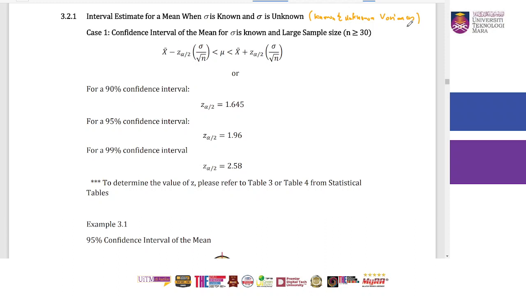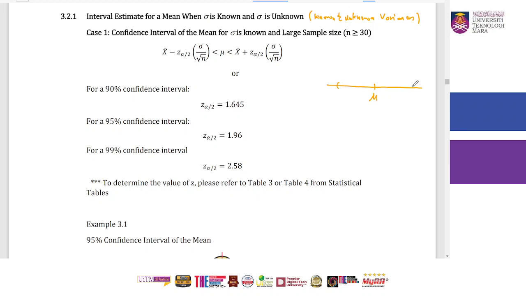So it's given by this value. So it is x bar minus z alpha over 2 sigma over the square root of n. And then mu, you have x bar minus. So, apa yang dimasukkan dekat sini? Okay, yang dimasukkan dekat sini ialah, kita nak carikan demi confidence interval. You have the x bar over here. Sorry, not x bar. Okay, you have mu over here.